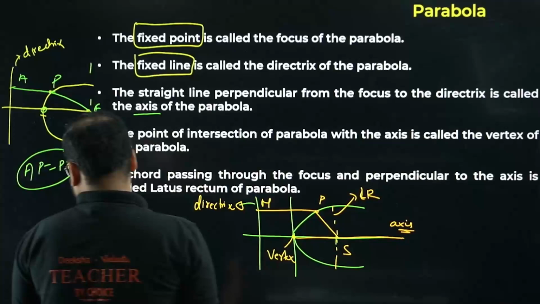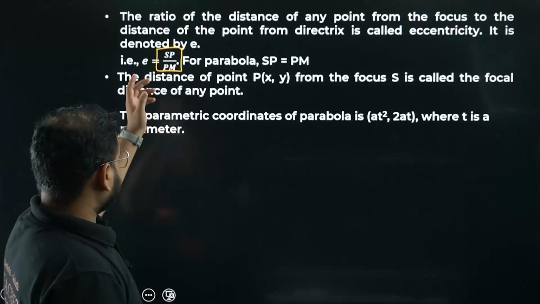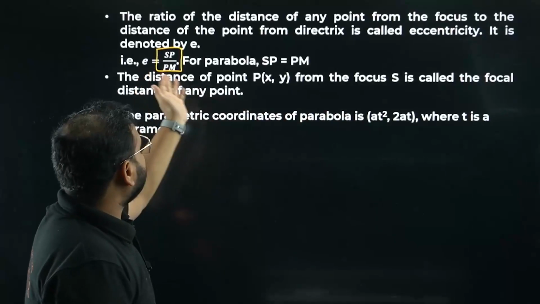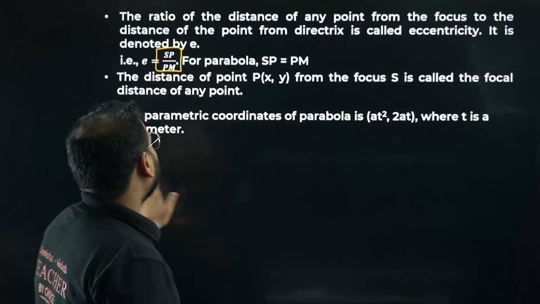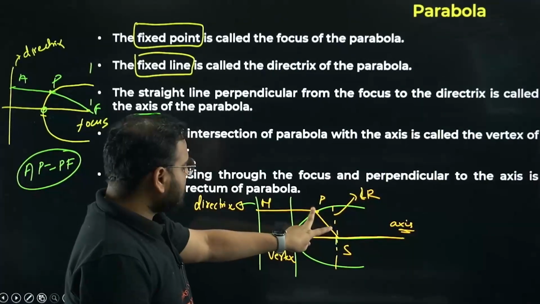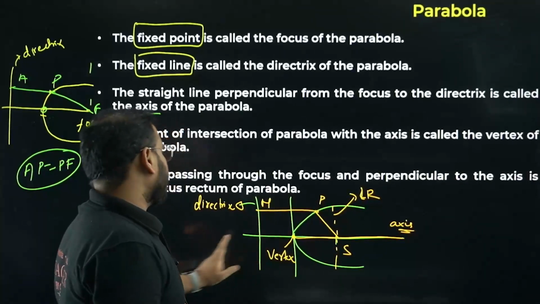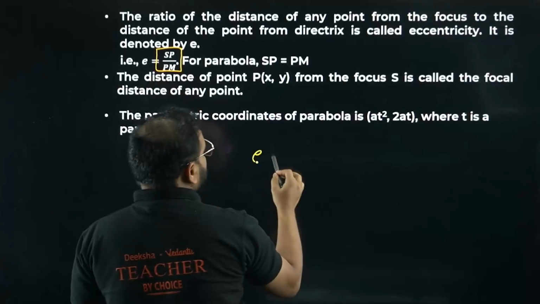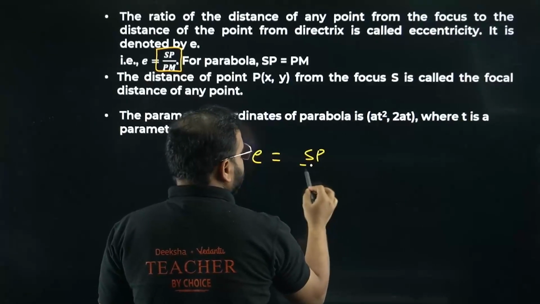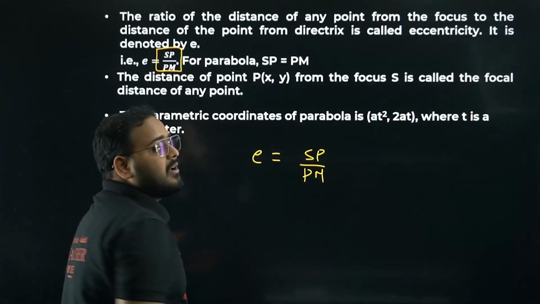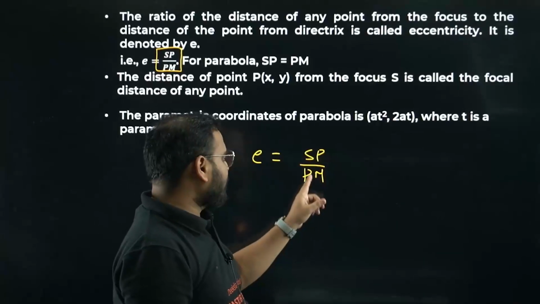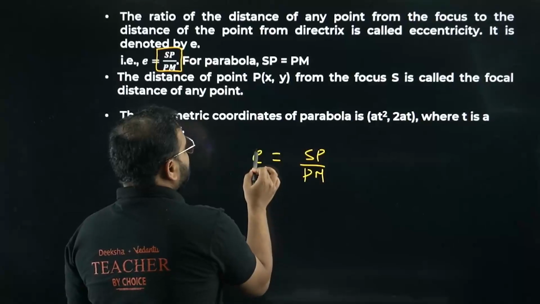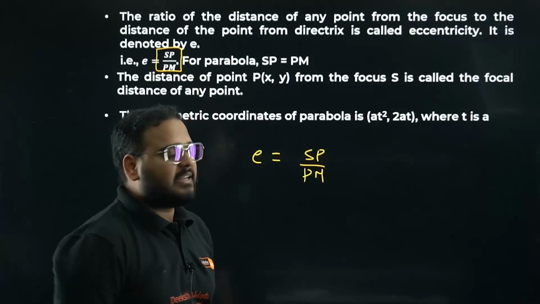Okay, please check. The ratio of the distance of any point from the focus to the distance of the point from the directrix is called as eccentricity, okay. So this is going to be from the focus to the directrix, so SP to PM. Please check. SP to PM will always be equal to e, sir. So basically SP to PM. What is SP, bacha? The point's distance from the focus and the point's distance from the directrix, SP to PM, okay. This is called as eccentricity.